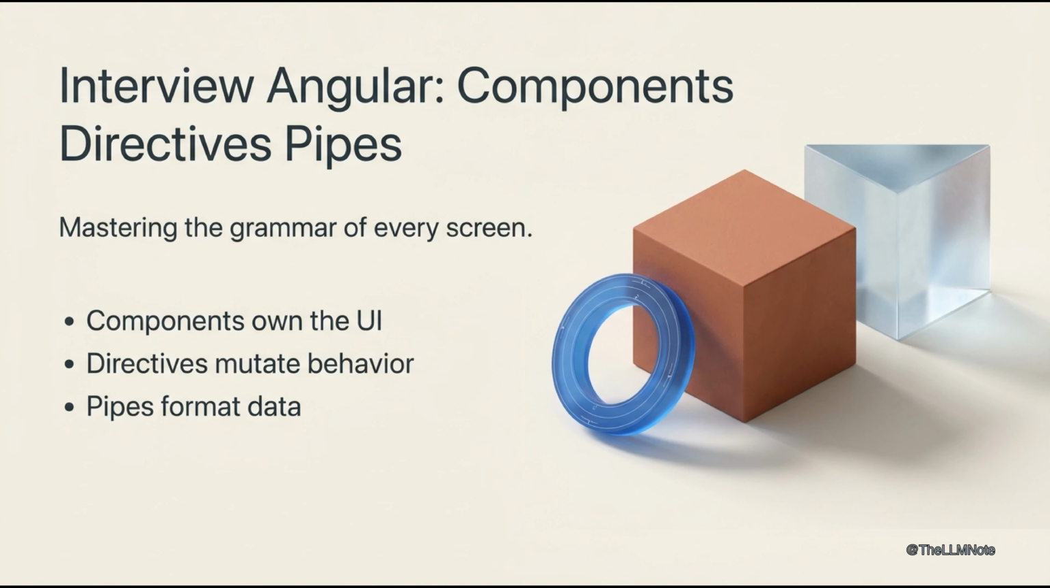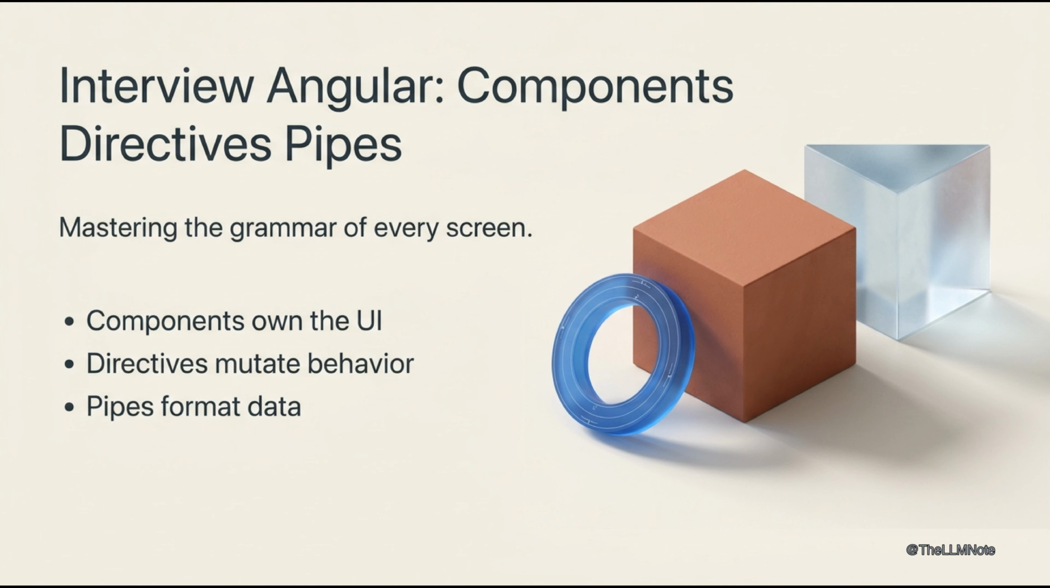What does it really mean for an AI to think? Today, we're diving deep into Interview Angular: components, directives, pipes. Components, directives, and pipes are the core building blocks of Angular. Understanding who owns the UI is essential for effective development. Mutating behavior and formatting data are key responsibilities in Angular.